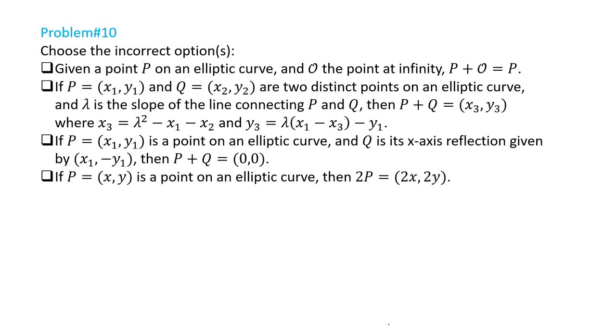Is the first statement correct or not? Yes, ma'am. It is correct. Just now I said that the point at infinity is the identity element of an elliptic curve with point addition. So whenever a point is added with that identity element, the same point is returned. So the first statement is true. What about the second statement?